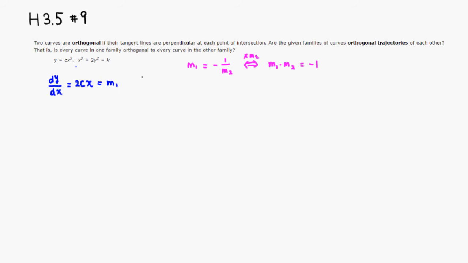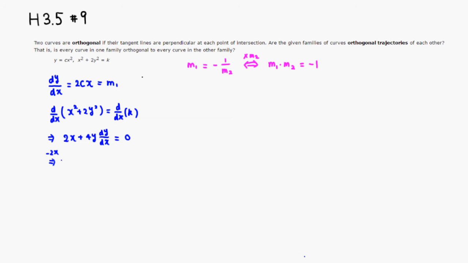For the second one, we use implicit differentiation. So we take the derivative of the left-hand side, x squared plus 2y squared, and the derivative of the right-hand side, k. The derivative of x squared is 2x, and the derivative of 2y squared is 4y times dy over dx. The derivative of a constant k is 0, because the derivative of a constant is always 0.